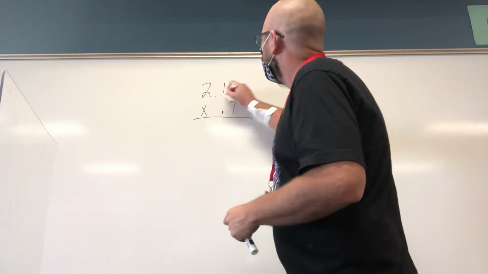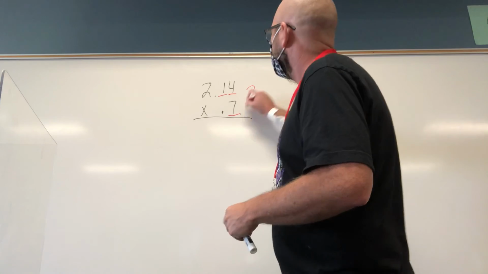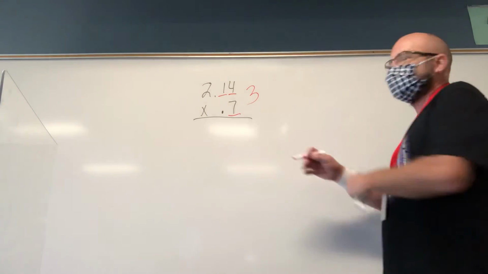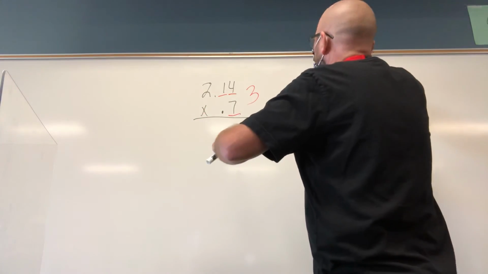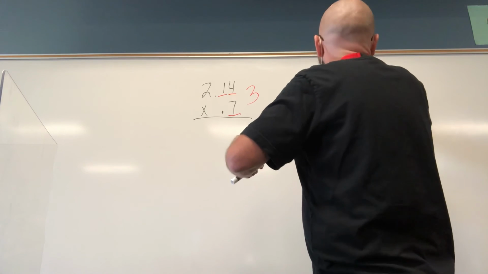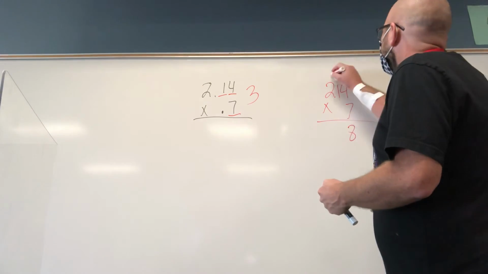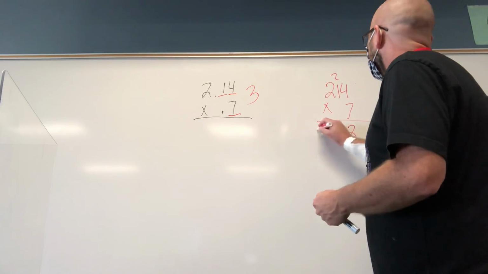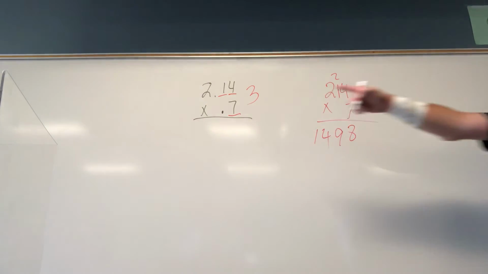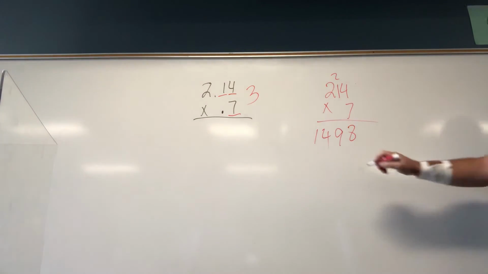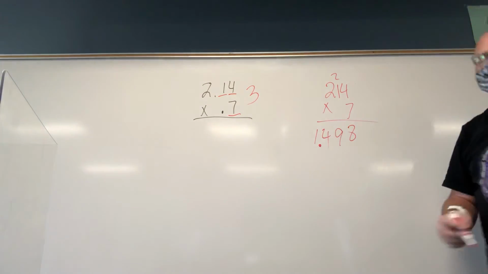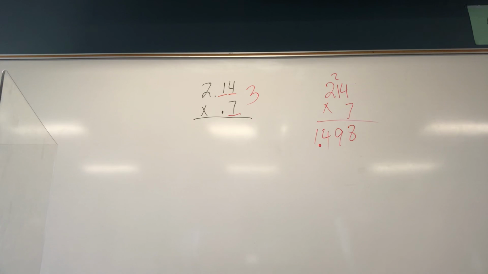How many numbers are behind the decimal point in the problem? 3. 1, 2, 3. So now I multiply. I just take out the decimal point and multiply like normal. 214 times 7. So 7 times 4 is 28, and so on. And how many numbers need to be behind the decimal point? 3. So it's 1.498.